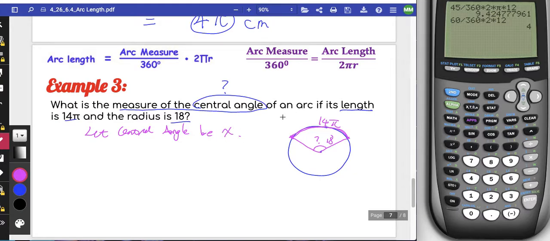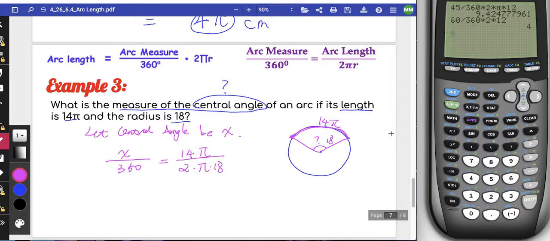So that means I'm going to use x to replace the central angle. According to this ratio here, central angle, again, same as arc measure, over 360 is equal to arc length. We already know that, 14 pi divided by 2 pi r, which is 2 pi and r.